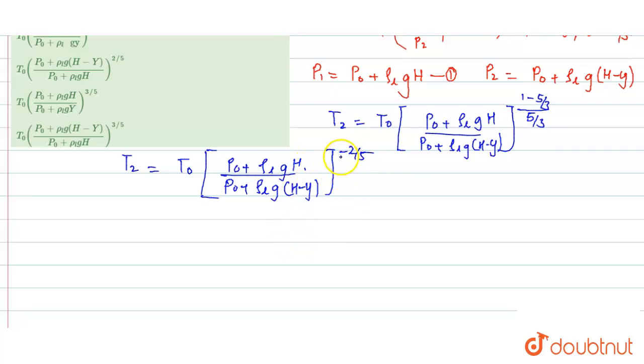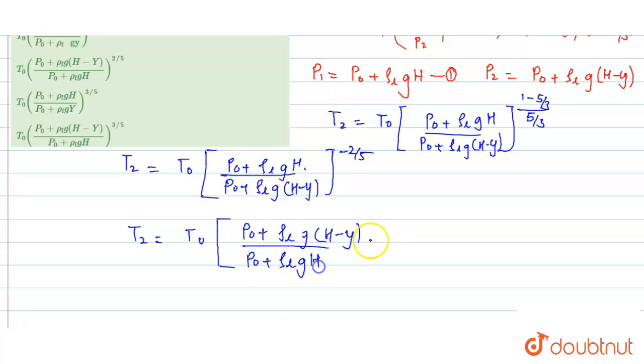Since this is a negative power, we can reverse this and write it in this form. So T2 will be simply equals to T0 into, to make this positive, P0 plus rho L G into H minus Y divided by P naught plus rho L G H, to the power plus 2 by 5. So let's try to match our options. Which option matches with our answer? I think option B matches with our answer. I hope you understood the explanation.